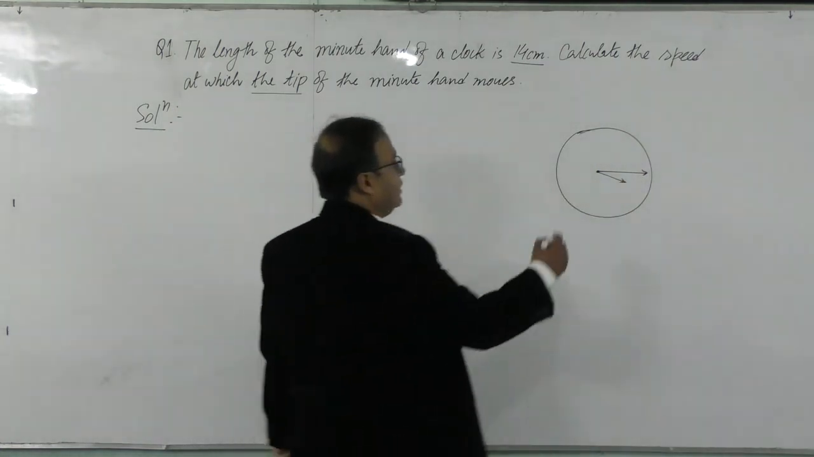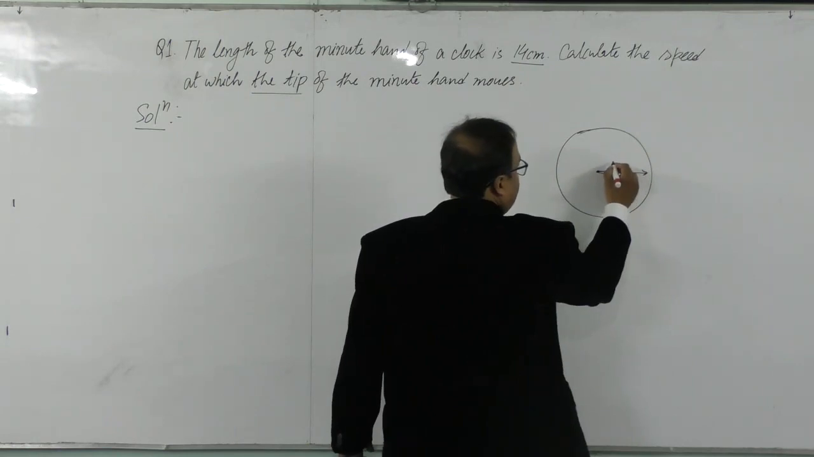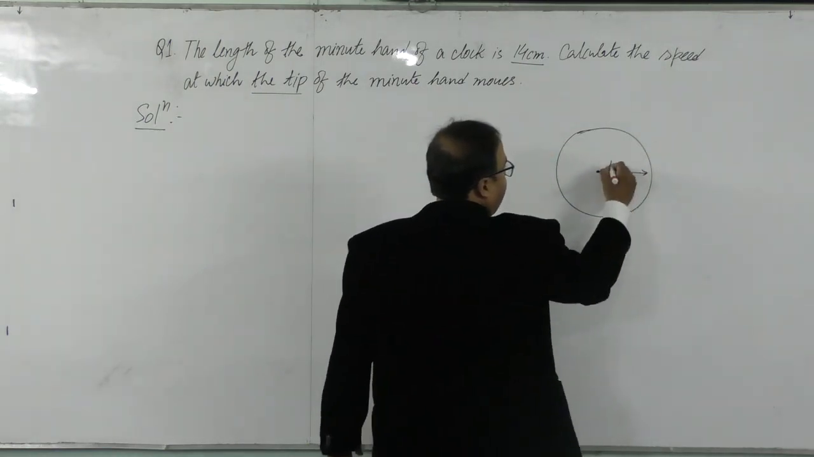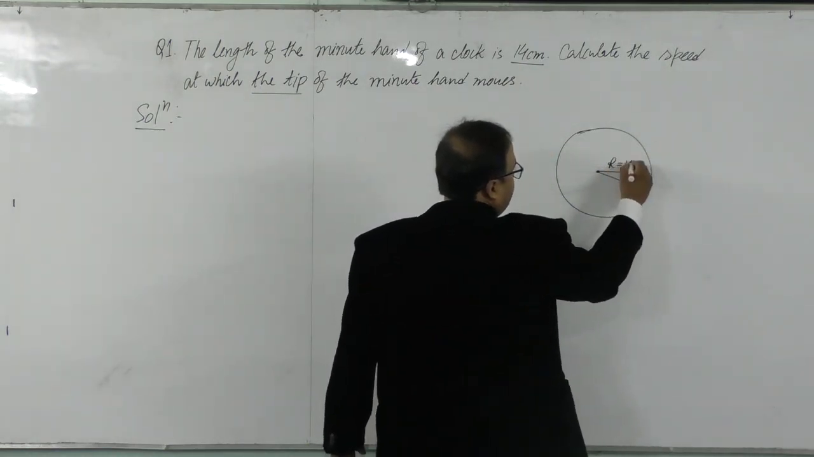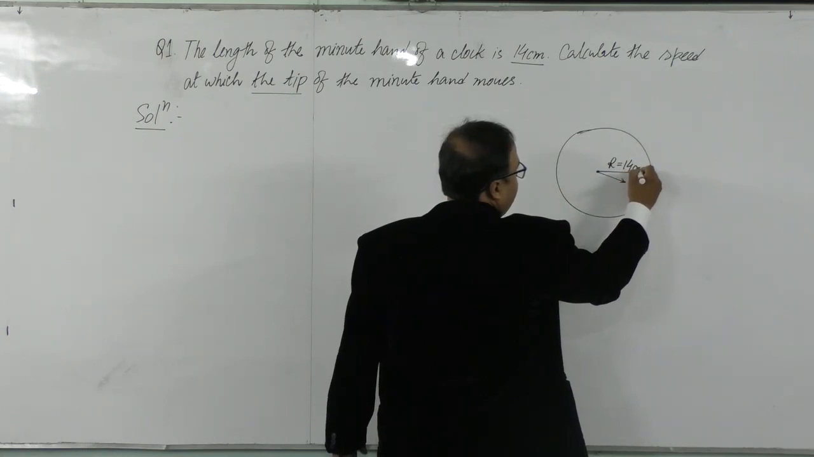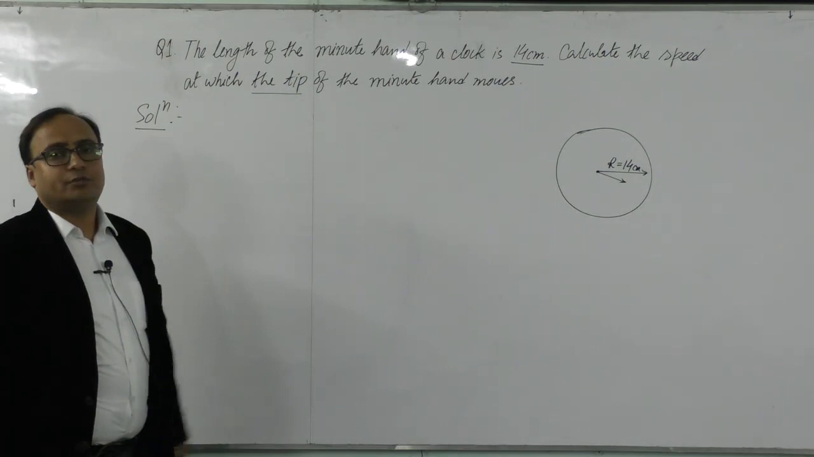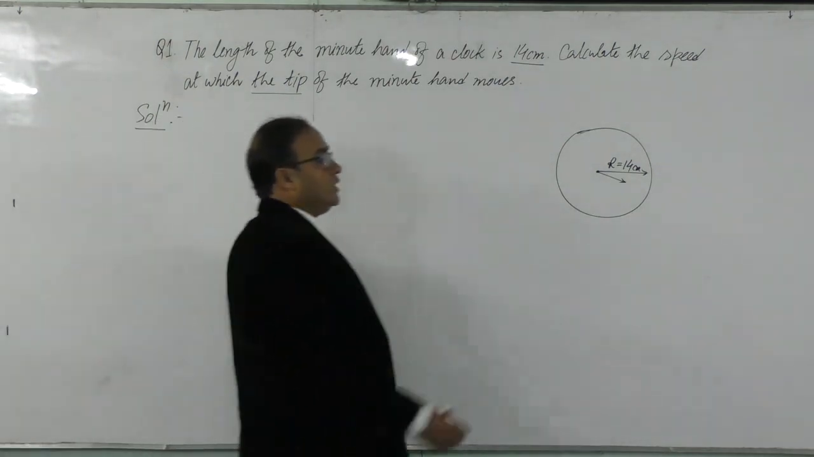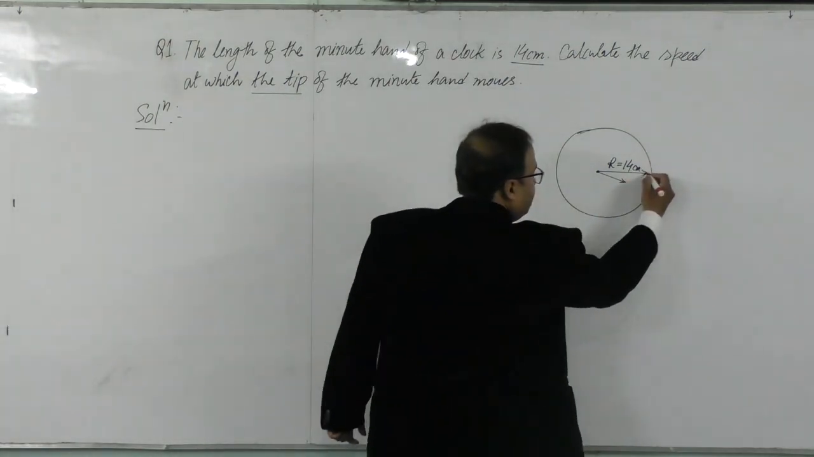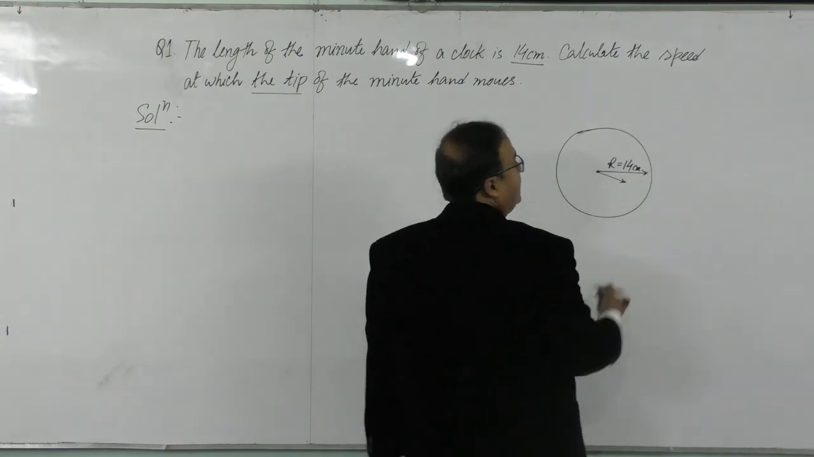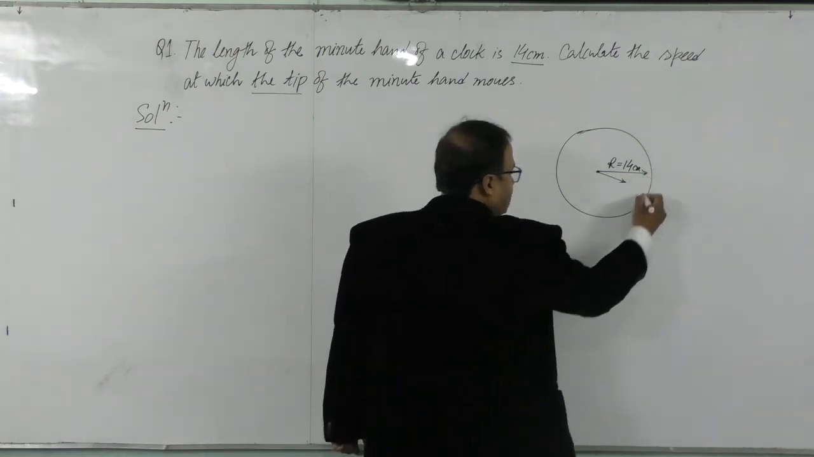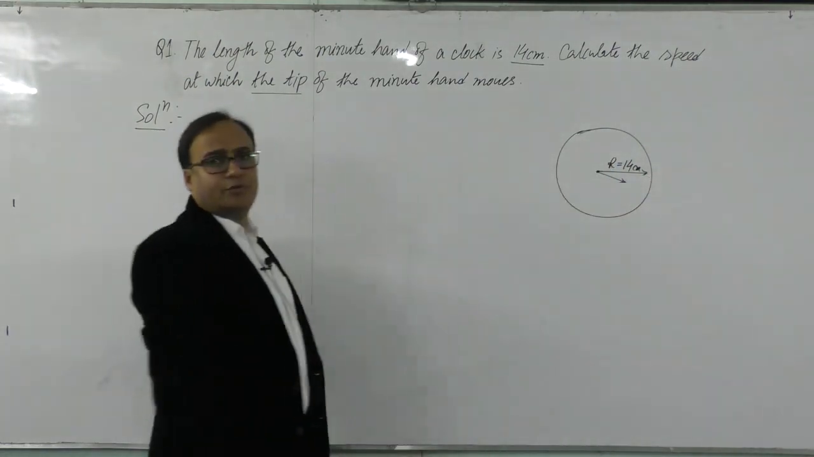In the question, length of the minute hand is given और इस length को हम लोग इस circle का radius ले सकते हैं. It is almost equals to what? Radius. So length is 14 centimeters, so that is considered to be the radius. और पूछा गया कि tip of the minute hand का speed क्या है? तो ये tip कितना distance cover करेगा? That we will have to find.